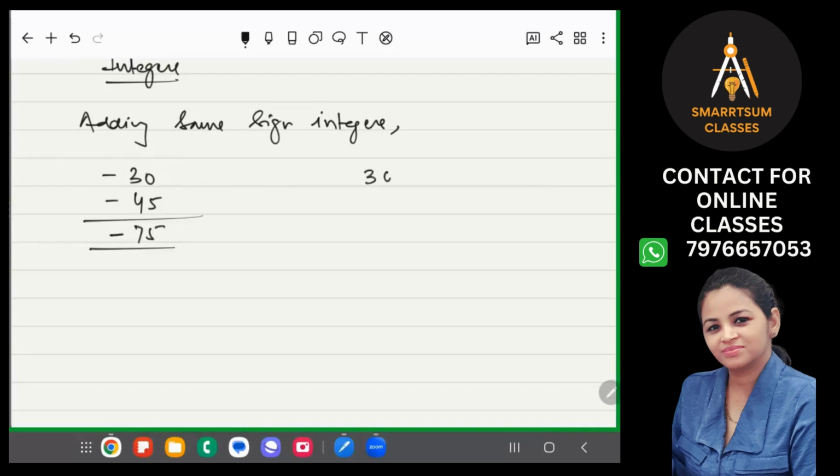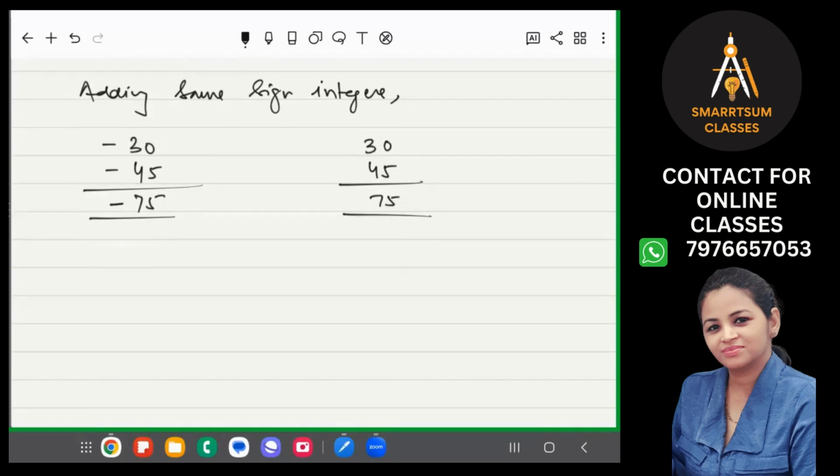Similarly, if you are adding two positive integers, 30 and 45, both are positive, so the answer will be positive 75. Are you getting that? So whenever you add same sign integers, you always add their numerical values, keeping the sign the same. Is that clear? Okay. So whether you are adding positive values or negative values.